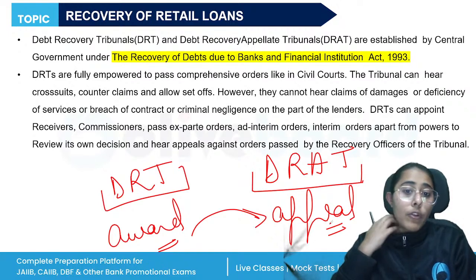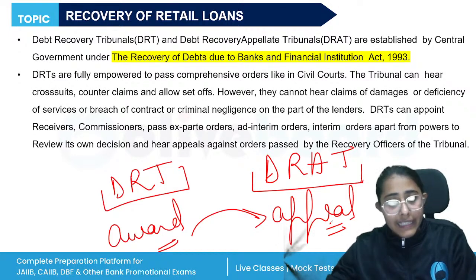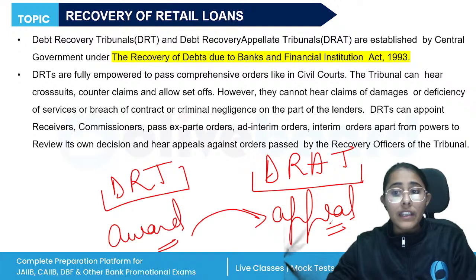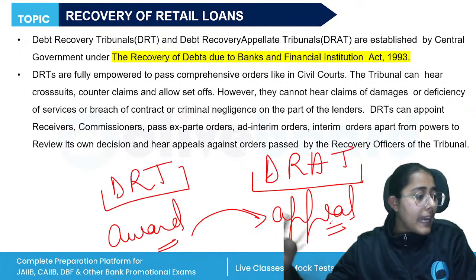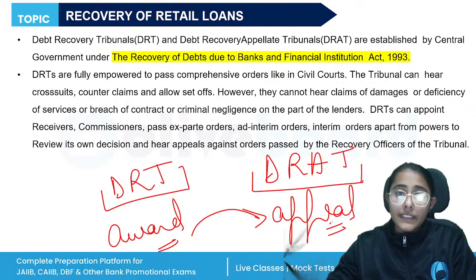Again, the amount due should be 20 lakh or more, and 30 days time will be given to the defendant. Then ex parte order will be given that if the defendant does not provide any reasonable documents or say why no appeal should lie, then no appeal can be filed by the defendant with the DRAT. So all of these provisions are there. Then the modes of recovery of debts are there.